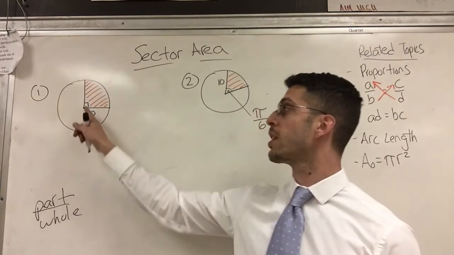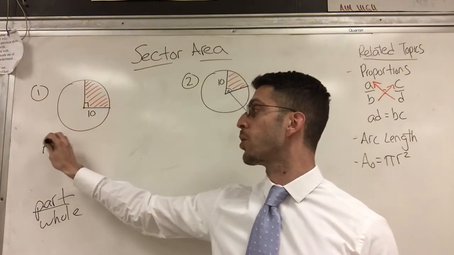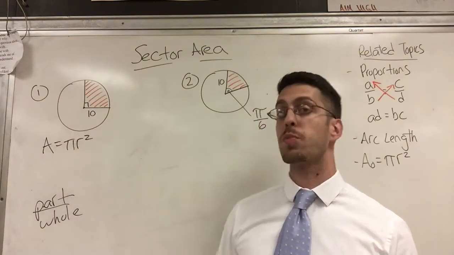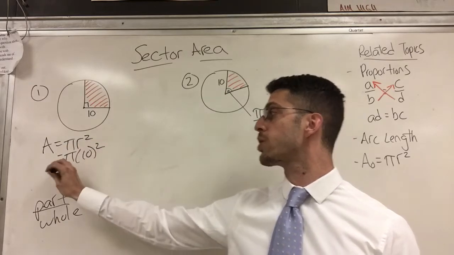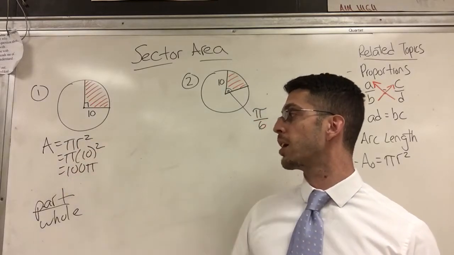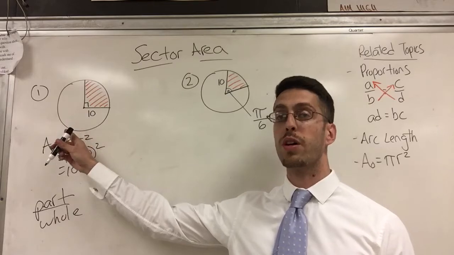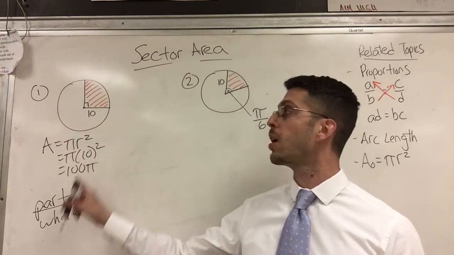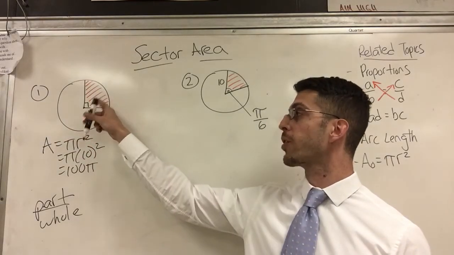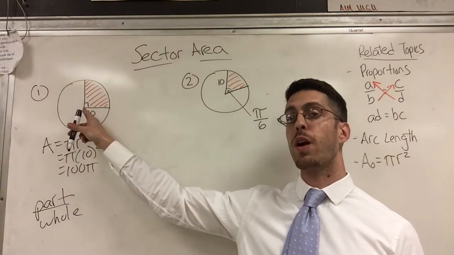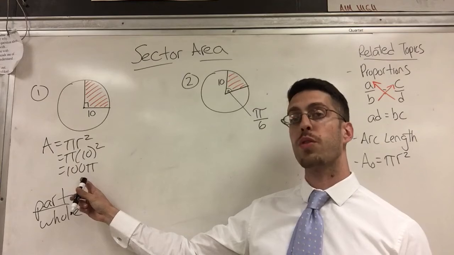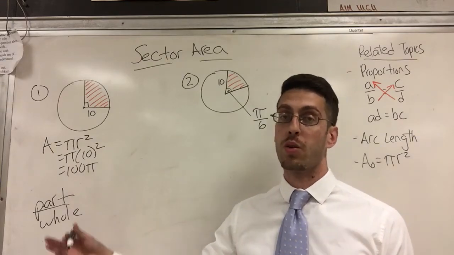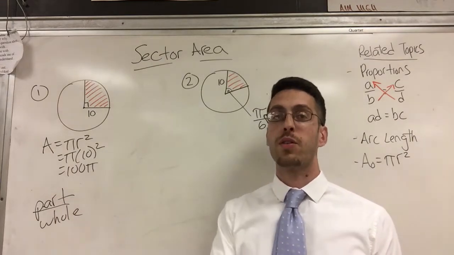What else do I know? Let's start with what we know. I know that the area of the entire thing is pi r squared. So what's that? Pi times 10 squared, which is 100 pi. That's simple enough. I know the whole area is 100 pi, but I need to know the part of the area. If you recognize this as a right angle, you'll recognize that it's 1/4 of the whole circle. So you take 1/4 of this answer, 25 pi, and you're done. Or divide 100 by 4, and you're done.